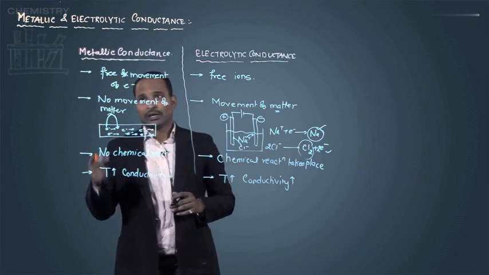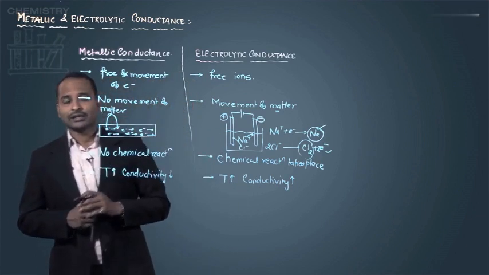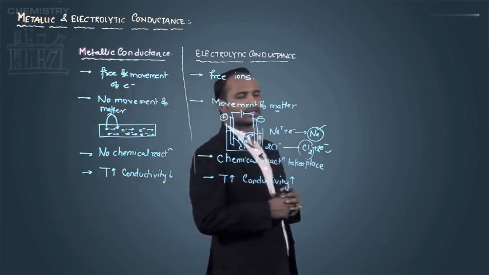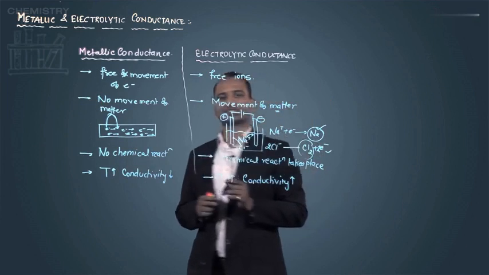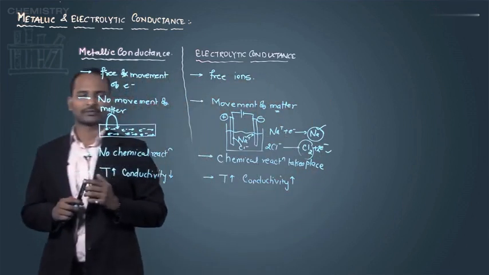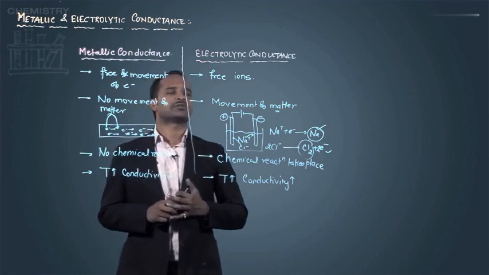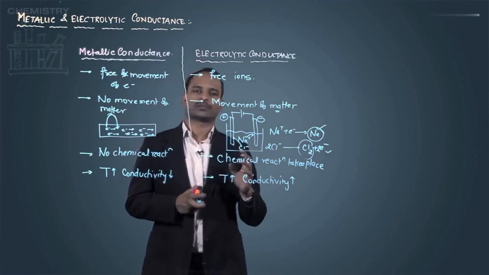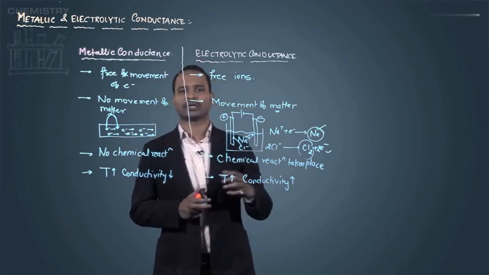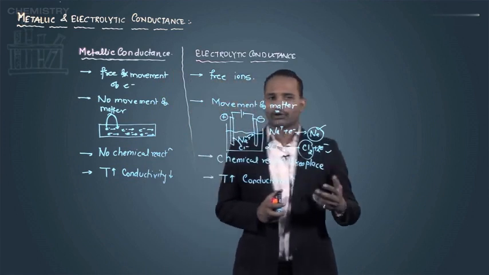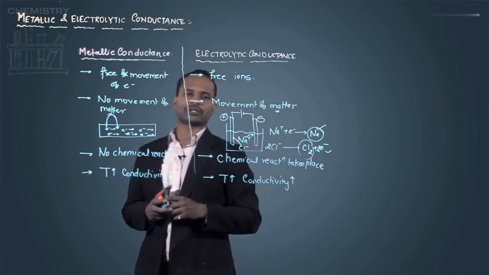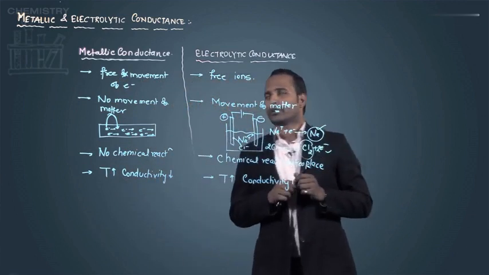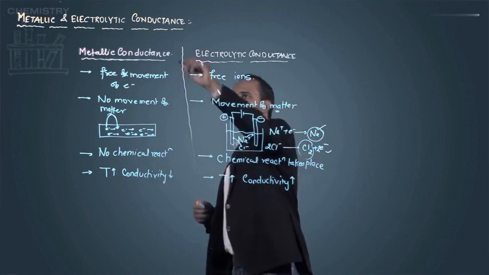So a metallic conductor can conduct electricity even in a solid state. All metals are examples of metallic conductors, which conduct electricity even at room temperature, even in a solid state. But an electrolytic conductor conducts electricity only when it is in a liquid state, either in a molten state or in an aqueous state. That means either you heat it and convert it into liquid, or by dissolving it in water it is converted into liquid. Okay, so when we are talking about conductivity, as I said, we have metallic and electrolytic.